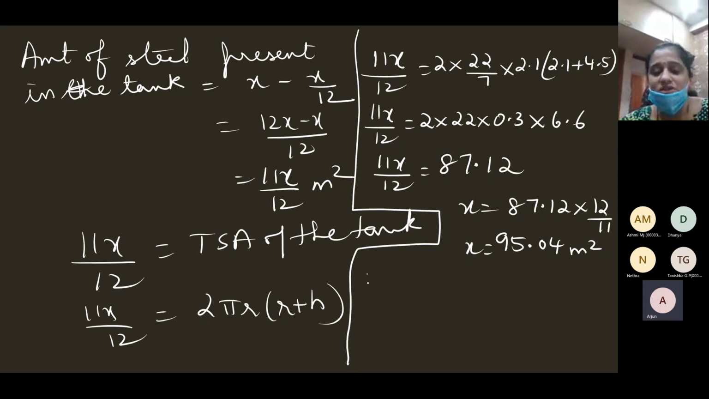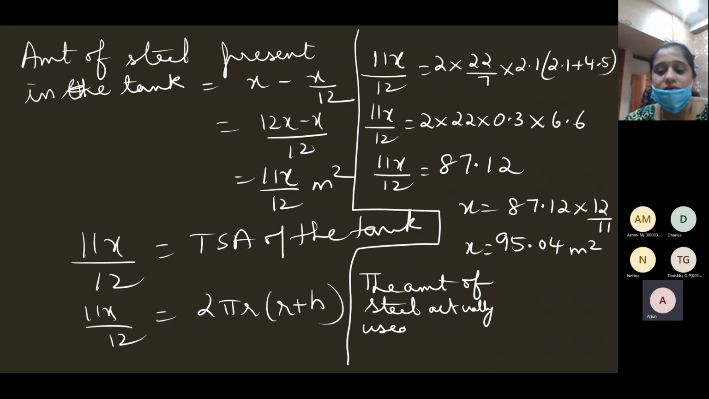So the amount of steel purchased, or the amount of steel actually used, is equal to 95.04 meters squared.